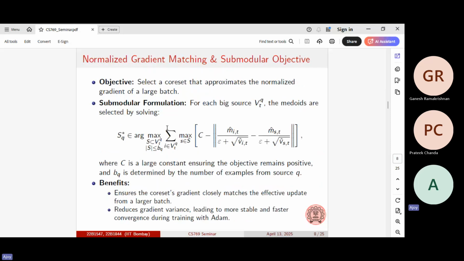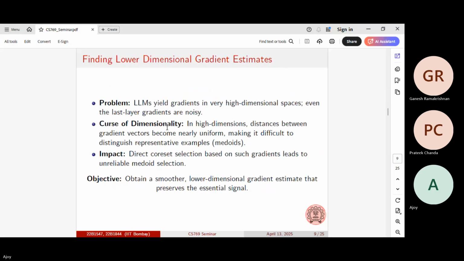This is also the formula. So this is the formula used to calculate the medoids for the big data sets. Next slide. So now the third problem, which was the higher gradient dimensions.